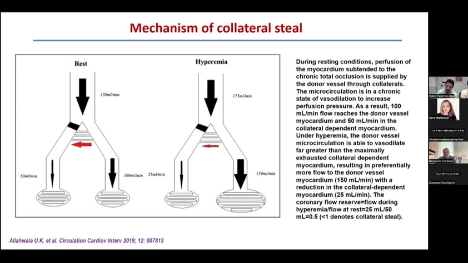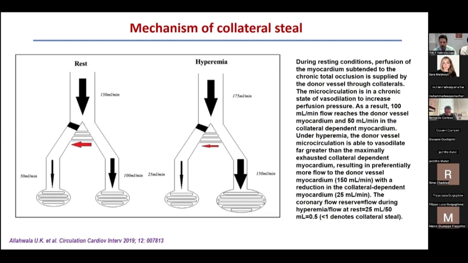In general, during the rest condition, the perfusion of the myocardium subtended by the chronic total occlusion is supplied by the donor vessel through collaterals. The microcirculation is in a chronic state of vasodilatation to increase the perfusion pressure in the distal part of the CTO vessel, okay? As a result, for example, if we consider 100 ml per minute of flow reaching the donor vessel myocardium, there is 50 ml per minute in the collateral-dependent myocardium.